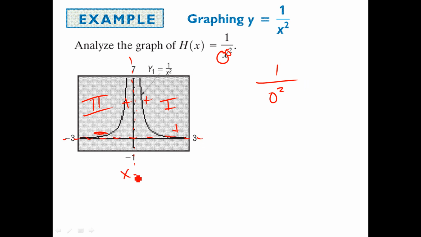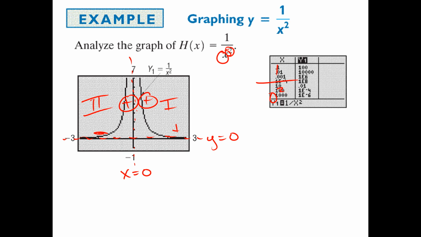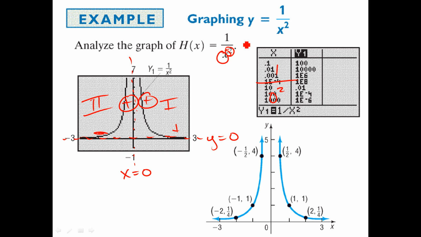We know that x equals 0 is an asymptote, but also y equals 0 is an asymptote because we'll always have positive y values because we're squaring. All right, so there's your parent function. There's an example of some points in here. So these are some good common points, but mostly we're going to be worried about the asymptotes here.